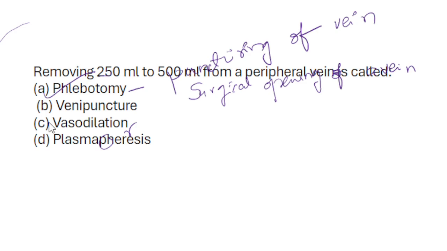So here 250 ml to 500 ml from a peripheral vein we will take. For example, blood donation. That time we will take 200 ml to 250 ml to 500 ml. That is called phlebotomy. And what is venipuncture? So we will puncture the vein here. Venipuncture means we will puncture the vein to obtain a specimen. For example, 2 ml of blood sample, like that we will collect. Now that is called venipuncture.